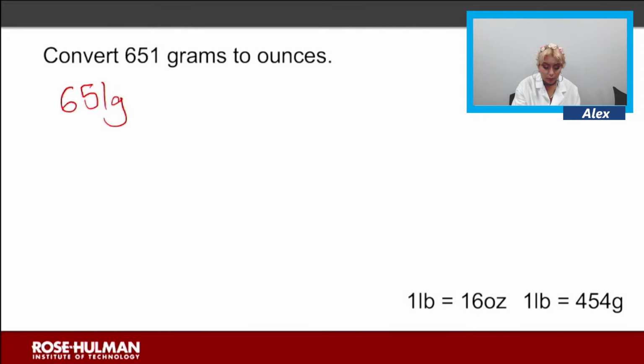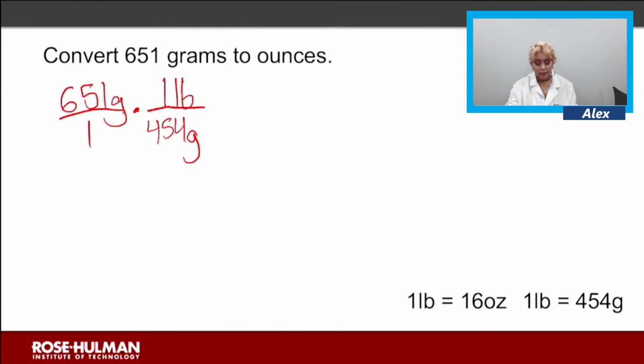So here we're starting out with 651 grams. I like to put it over 1 just so that way we start out with a fraction. And we are going to get rid of the grams. So we want grams down here, and we're going to change it to pounds. So we have 1 pound is equal to 454 grams. But that gets us to pounds, and we're trying to get to ounces. So we have to do one more conversion. So now we want to get rid of pounds.